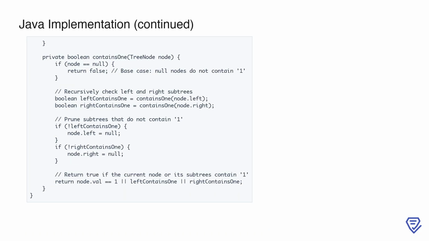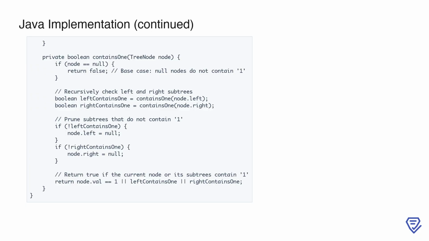The helper function, contains1, is designed to check whether a given subtree contains the value 1. It starts with a base case: if the current node is null, it returns false, since null nodes cannot contain 1. Next, it recursively checks the left and right subtrees by calling itself on the left and right child nodes. If any subtree does not contain 1, that subtree is pruned by setting the corresponding child node to null. Finally, the function returns true if the current node's value is 1, or if either of the left or right subtrees contains 1. This recursive approach ensures that we only retain the necessary parts of the tree while pruning everything else effectively.